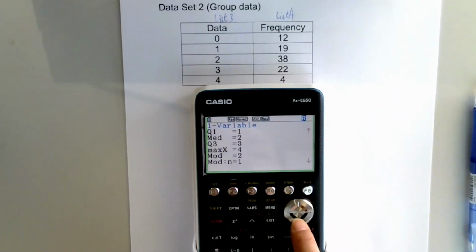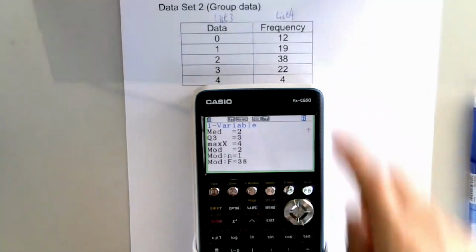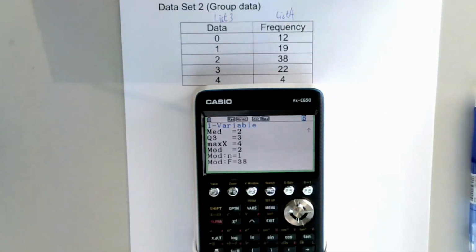And all the mean, mode, median is all there. The mode is 2, and there are 38 twos. Wait, what? Yes, here.